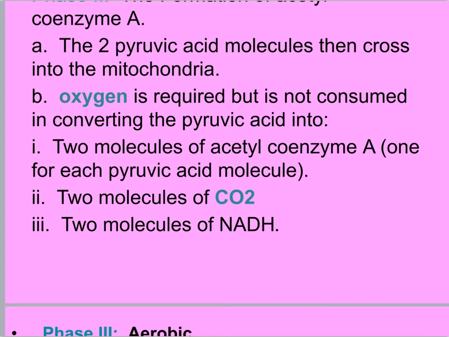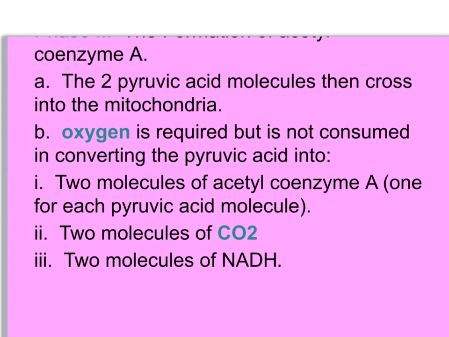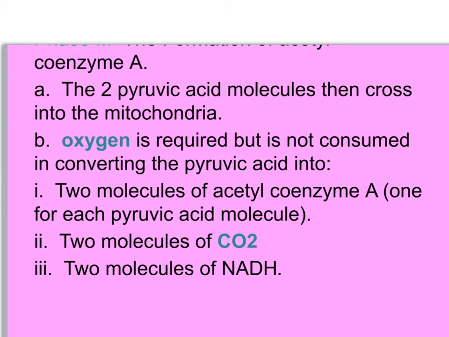All right, so that brings us to the next phase. Remember, I said sometimes phase 2 and 3 can be combined. Phase 2 is going to be the formation of acetyl coenzyme A. I'm not sure what it says in your notes, but it's something along those lines.